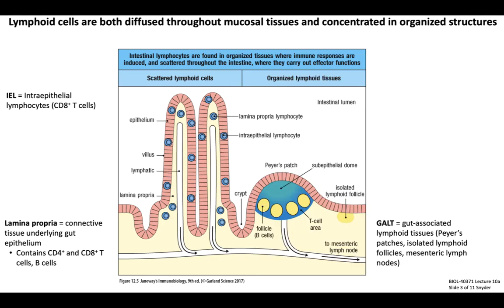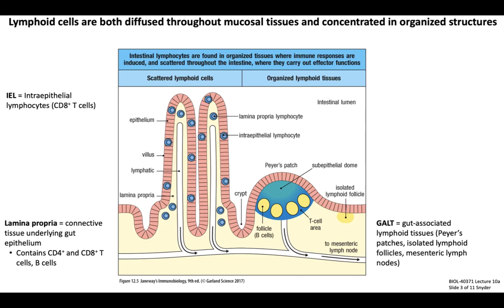Mucosal surfaces also have organized lymphoid tissue structures that lie directly underneath the epithelium, which we can think of as new types of secondary lymphoid organs. In the small intestine, these include structures called Peyer's patches, which are structurally very similar to lymph nodes. However, Peyer's patches have higher proportions of B cells, which are interspersed with relatively smaller T cell zones compared to traditional lymph nodes. The gut also contains isolated lymphoid follicles, or ILFs, which are made up of mostly B cells.